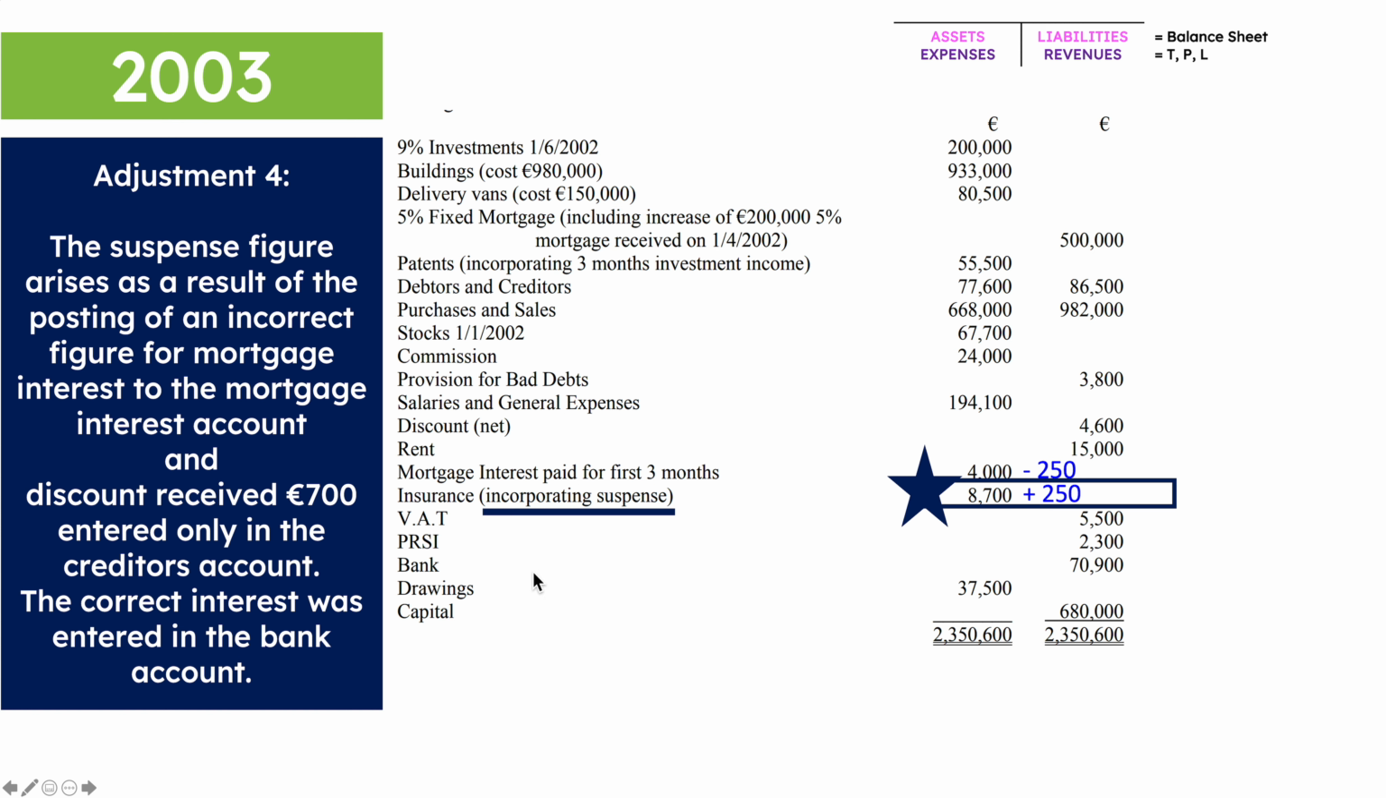So I've already minused 250 from the debit, so therefore I will plus 250 there to the debit. And now they equal. Then we have discount received 700 entered in the creditor's account. So where else should that go? Well, that should go into the discount account. So I've got discount here, 4600 on the credit side, so discount received, 4600. If I have to get 700 more discount received, I'll simply add 700 to that. Then my two sides will not equal if I have just added 700 to the credit side. So I go to my item on the debit side that incorporates my suspense, and I'll also add 700 to that. So I've added 700 to both sides, and now both my sides equal.